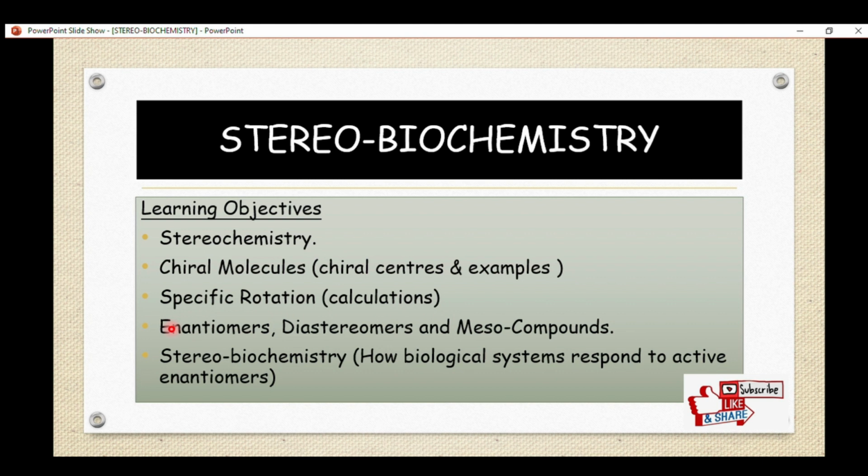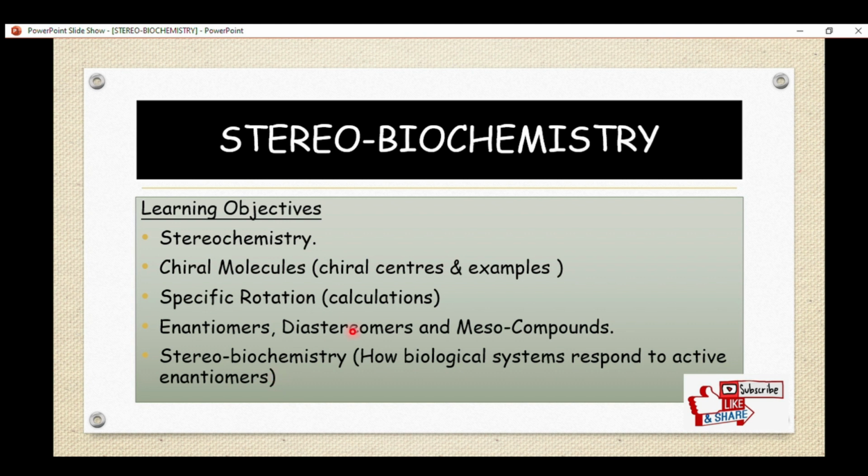After that, we will talk about enantiomers, diastereomers, and meso compounds. We will talk about what they are and give examples. And after that, we will discuss how biological systems respond to active enantiomers. As I said earlier, all the enzymes in our body are stereospecific. They are optically active and they react to a specific enantiomer of, maybe, drugs so that it can effectively cure any disease that's intended in the body.